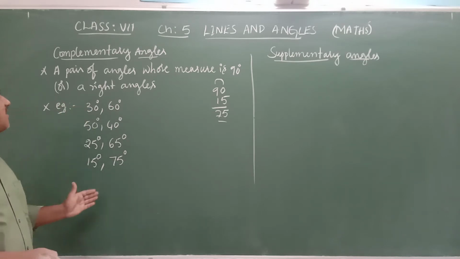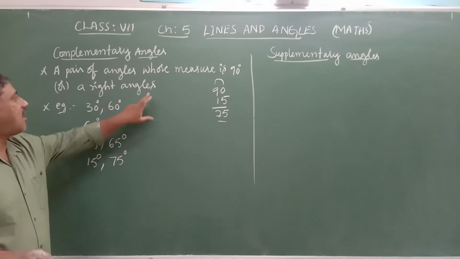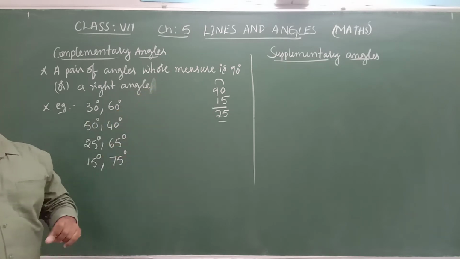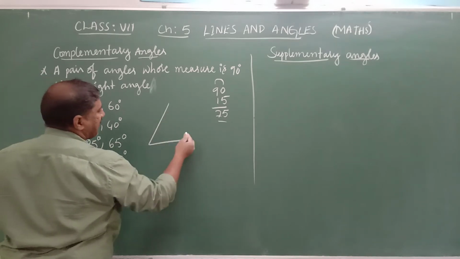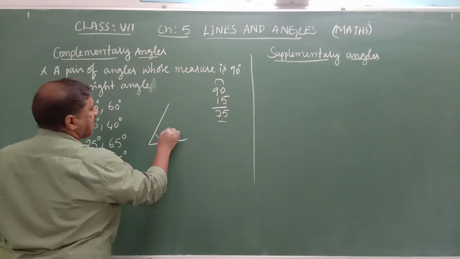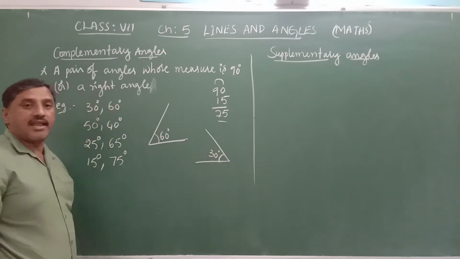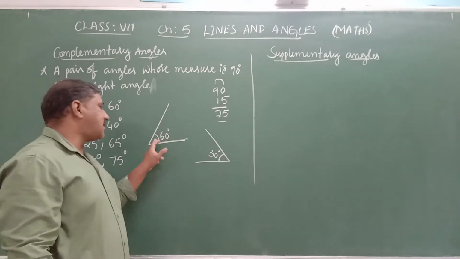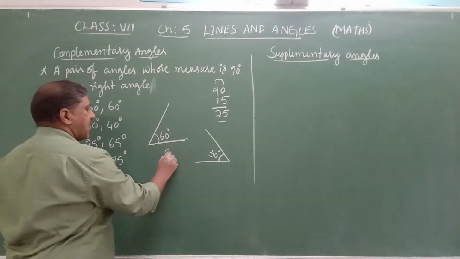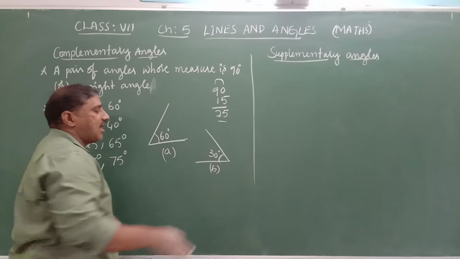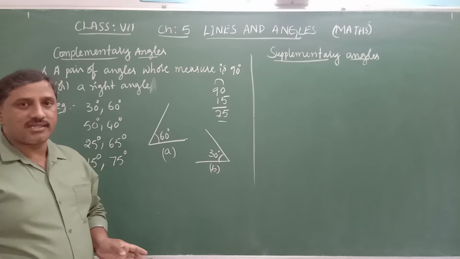So complementary angles are what? A pair of angles whose measure is 90 degrees, or a right angle, are called complementary angles, and these are the examples. For example, this figure is 60 degrees and the other figure is 30 degrees. Are these two complementary angles? Yes, they are, because 60 plus 30 is 90 degrees. Angle A and angle B, their sum is equal to 90 degrees. Therefore these two angles are complementary angles.